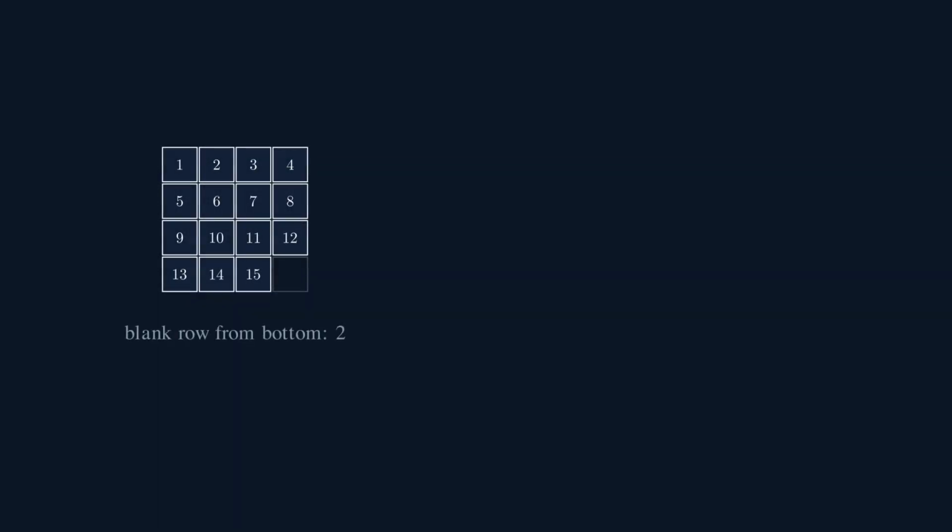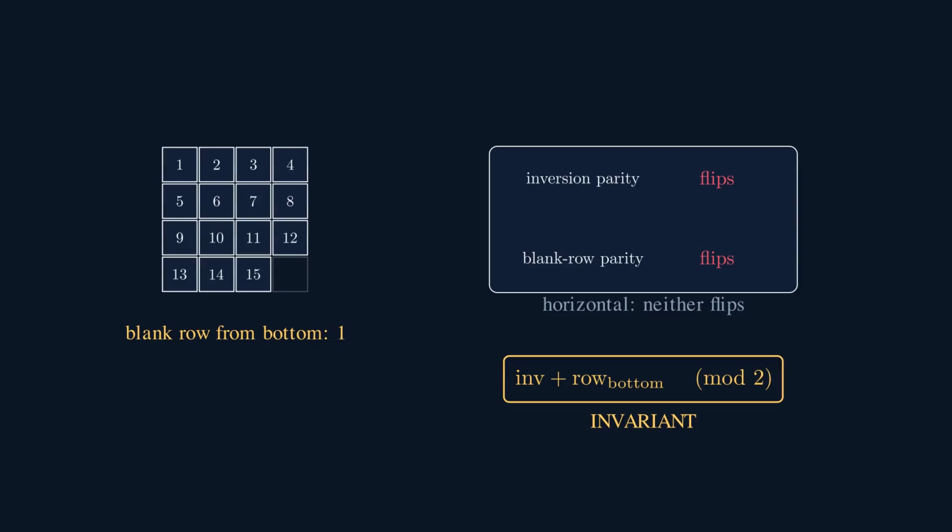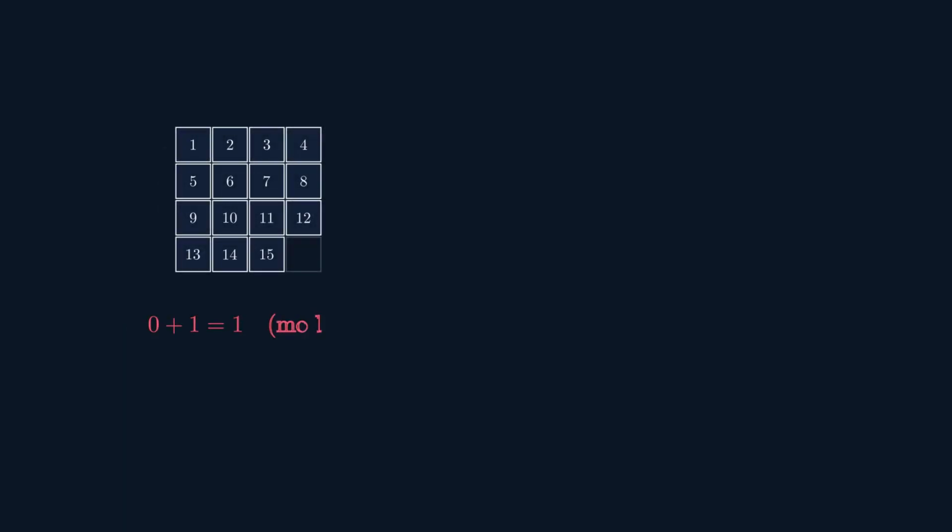But notice what else just happened. The blank moved from one row to the next. So a vertical slide flips 2 things at once: the parity of the tile order and the parity of the blank's row counted from the bottom. A horizontal slide flips neither, therefore one combination never changes: inversions plus blank row from the bottom, modulo 2. Every legal slide keeps it fixed.